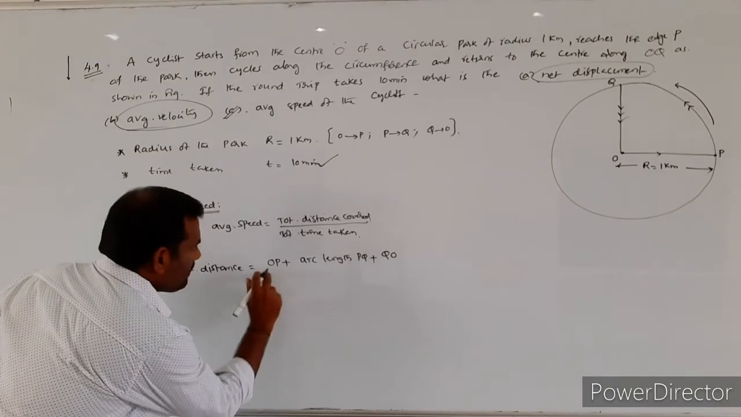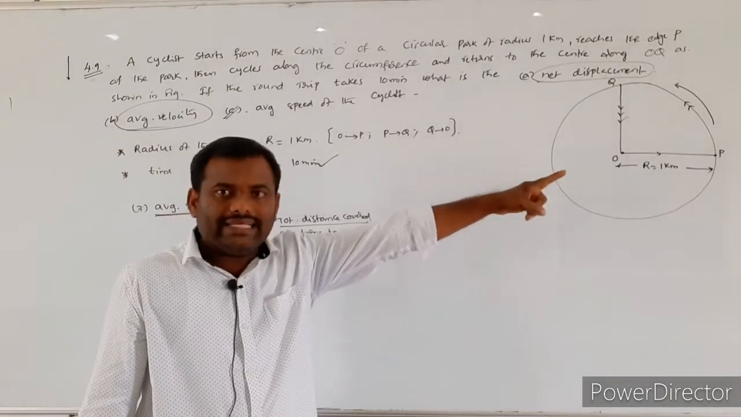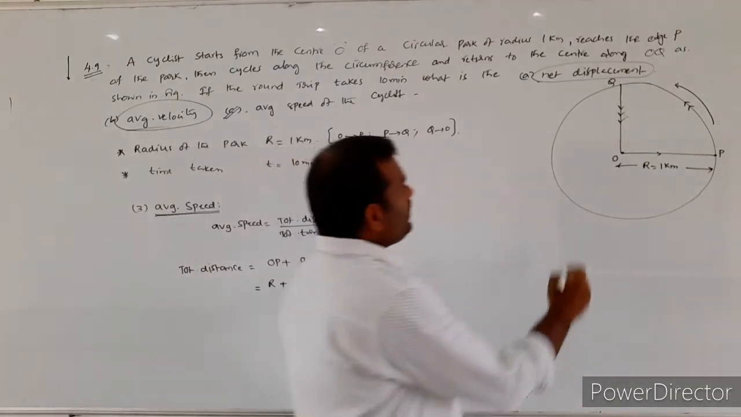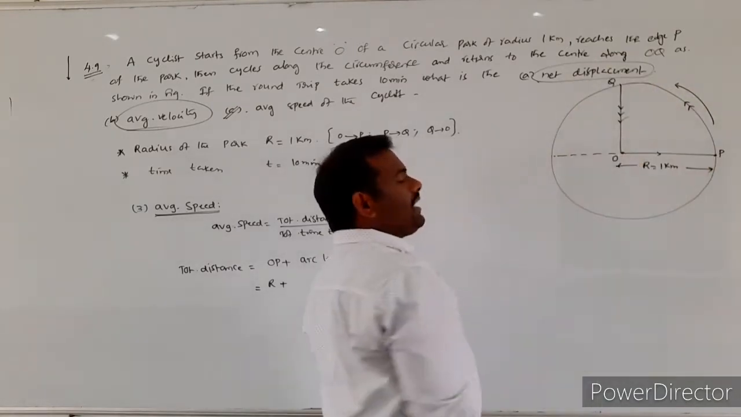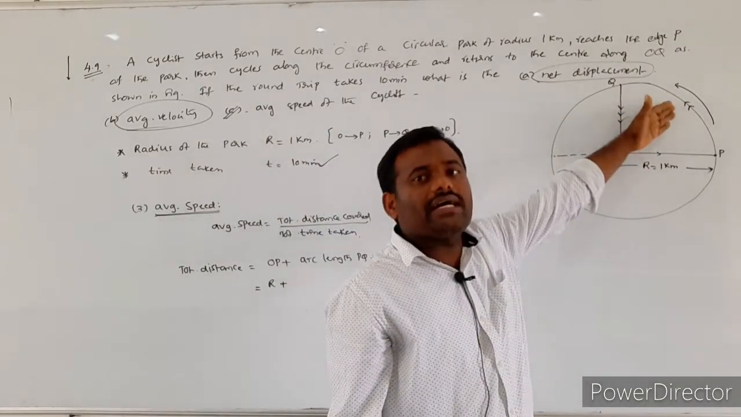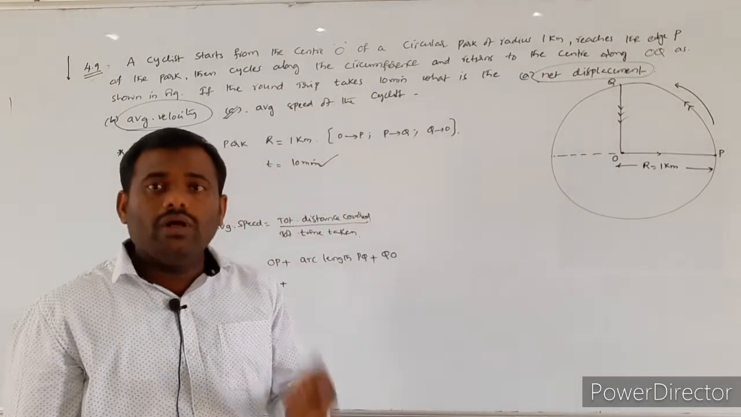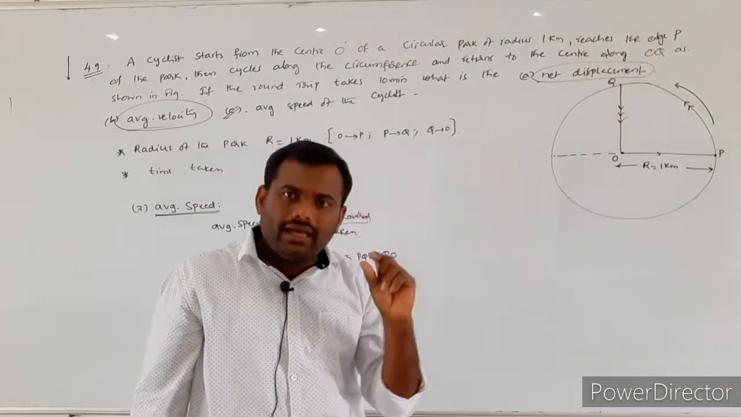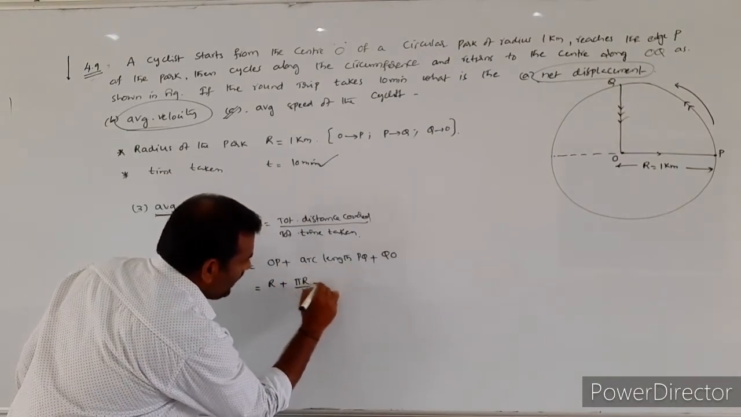So here OP value is nothing but radius capital R. Then the arc length value: this is 1/4 of the complete circumference. What is 1/4 of the circumference value? Pi r by 2. So the arc length of PQ is equal to pi r by 2.